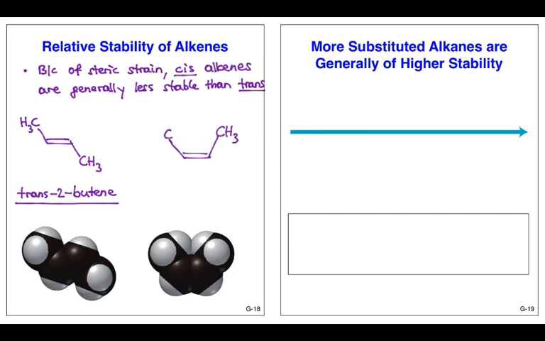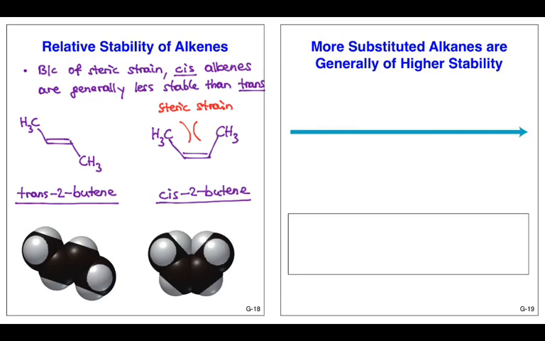Now let's look at the cis isomer. Here the methyl groups are on the same side of the double bond. And so they really collide with each other. Okay, and so there's a lot of steric strain there between those two methyl groups.